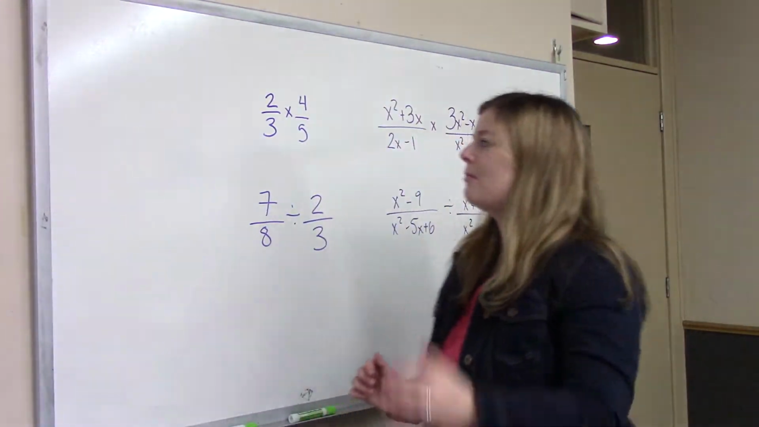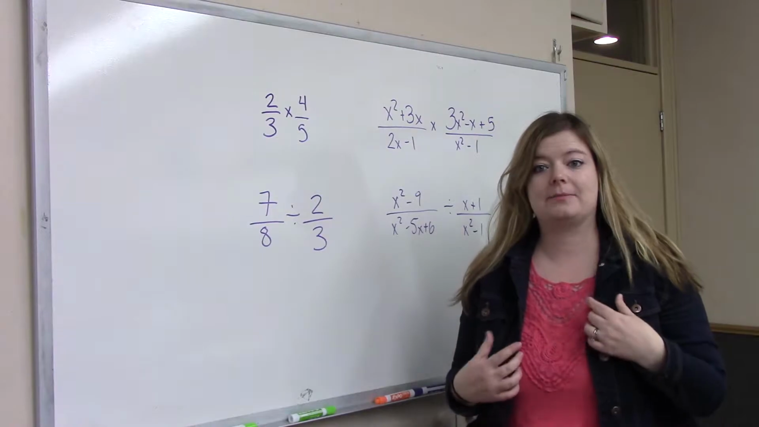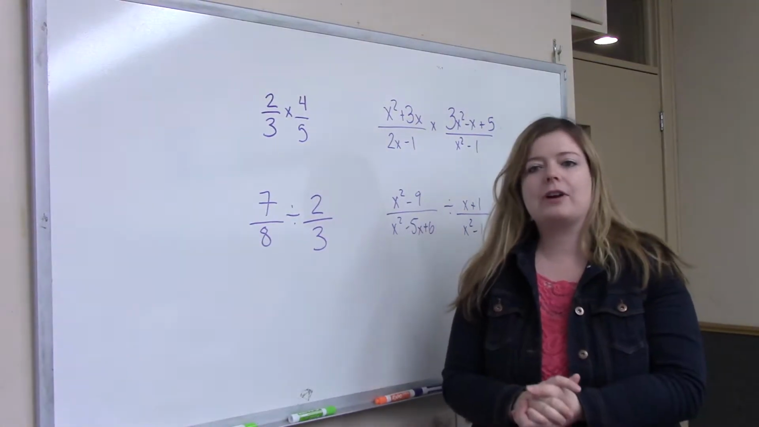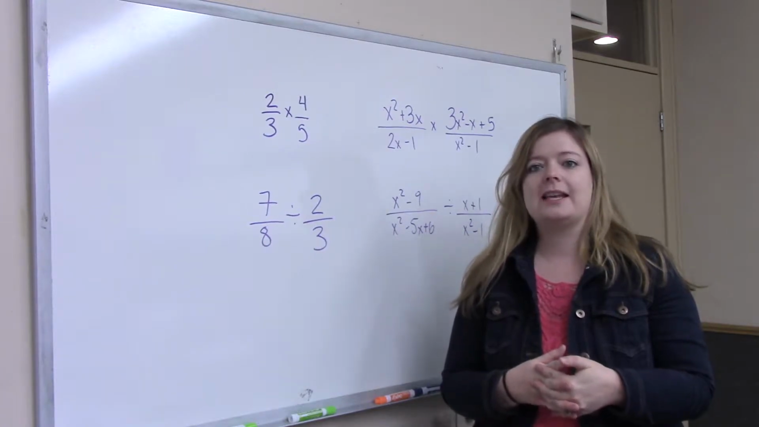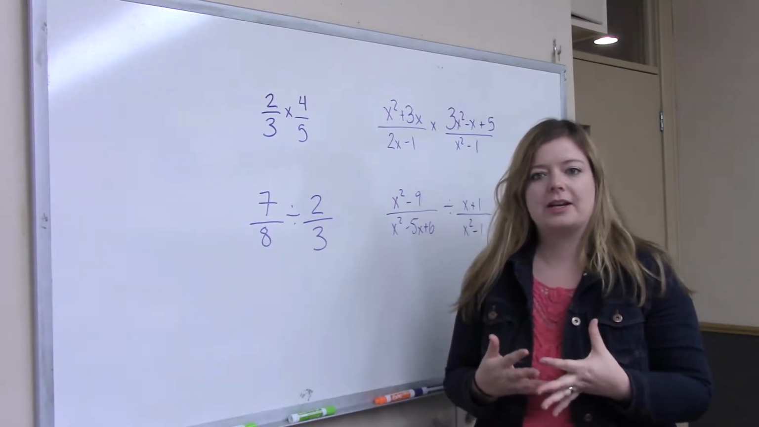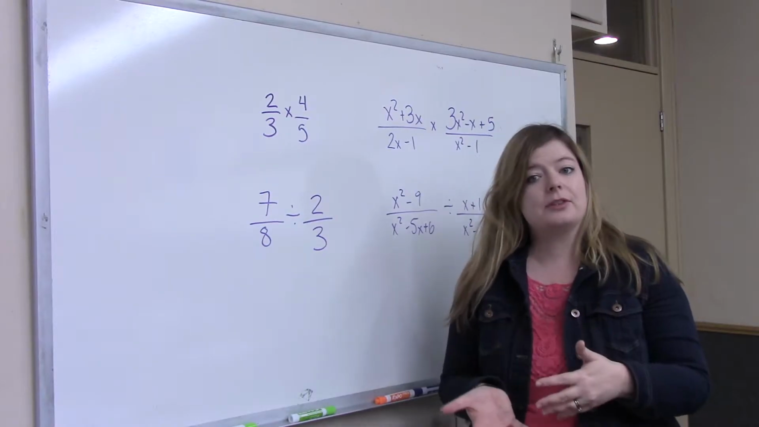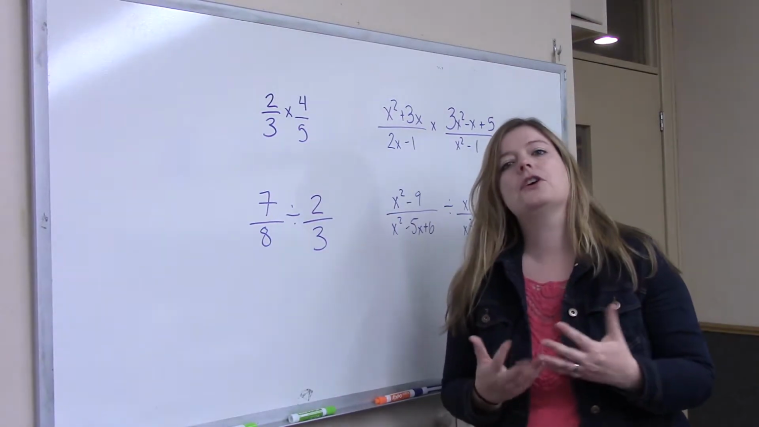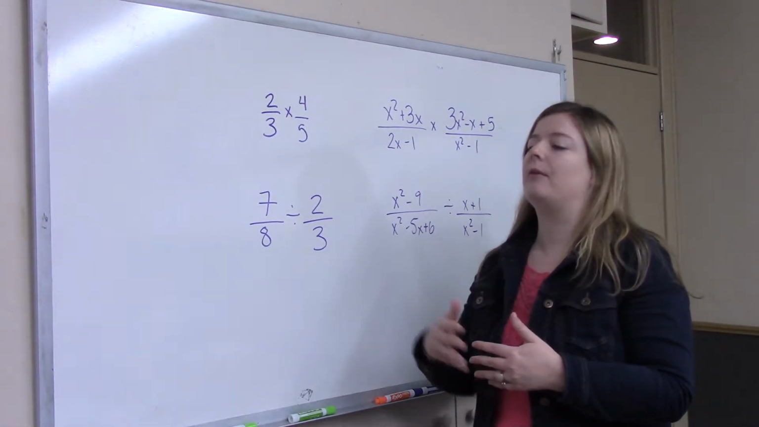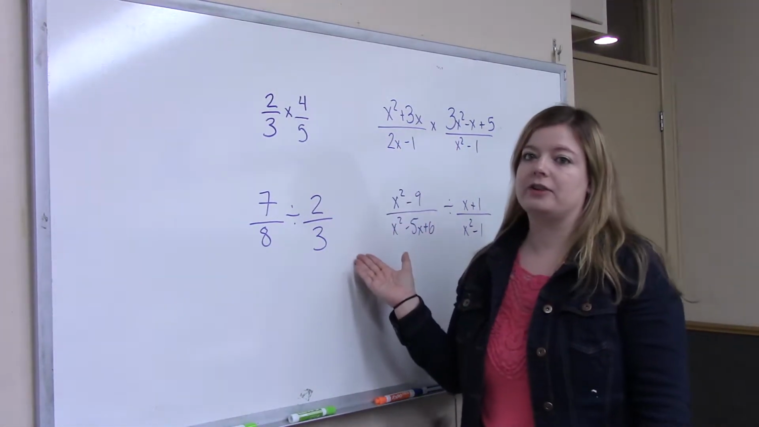Today we're talking about multiplying and dividing rational expressions. So we've already gone over how to factor and then how to simplify rational expressions. And now we're going to take it a step further and use both of these skill sets to multiply and divide rational expressions. So first we're going to start with a discussion of how we multiply and divide rational numbers.